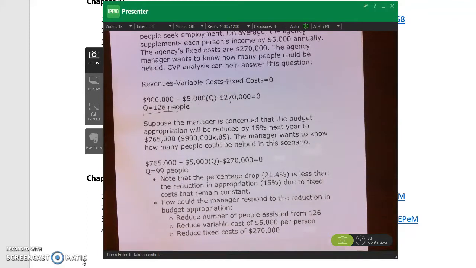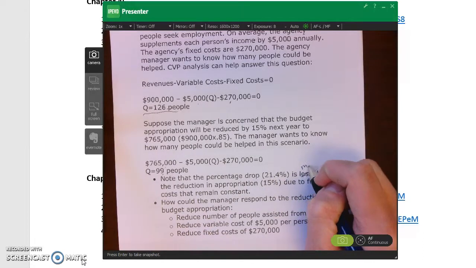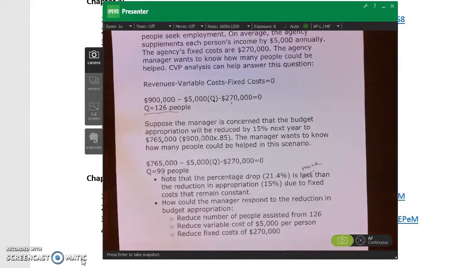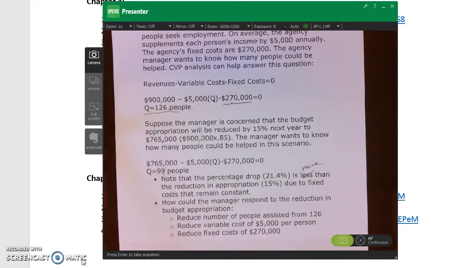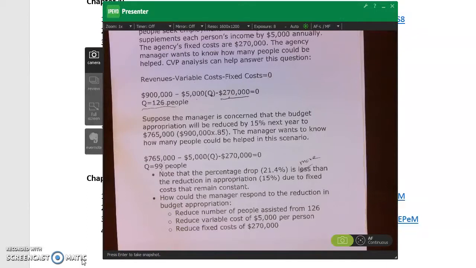Okay, and that's more than the reduction in appropriation. The reduction in appropriation is only 15%, and that's because the fixed costs stay the same. Okay? So what could the manager do to respond to this reduction in the budget appropriation?